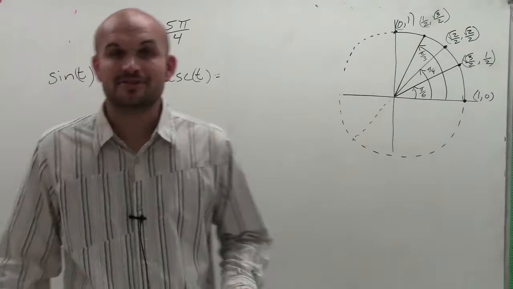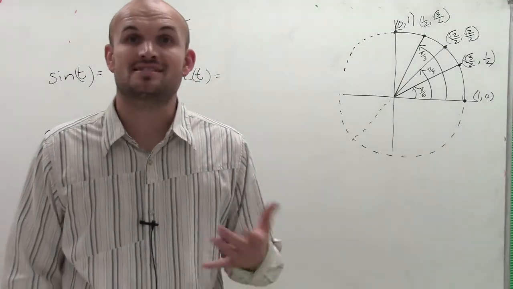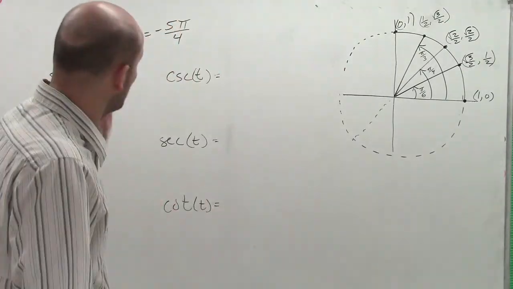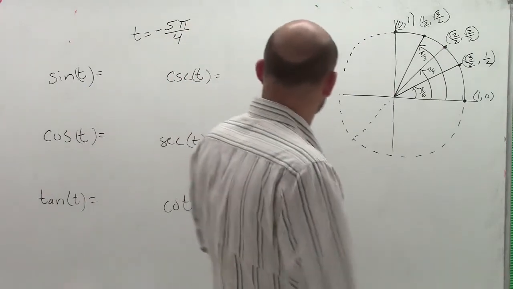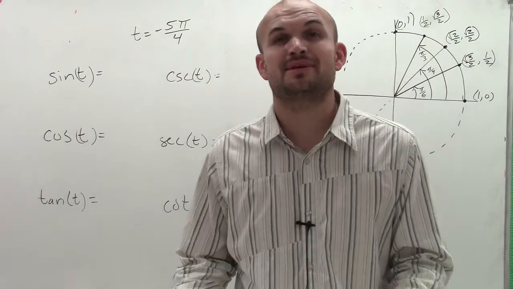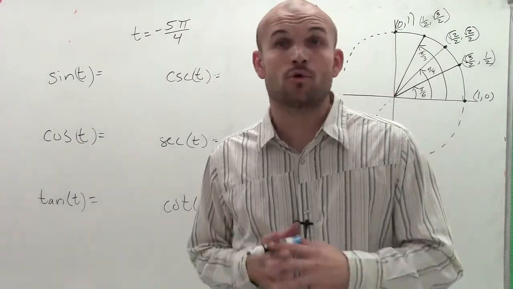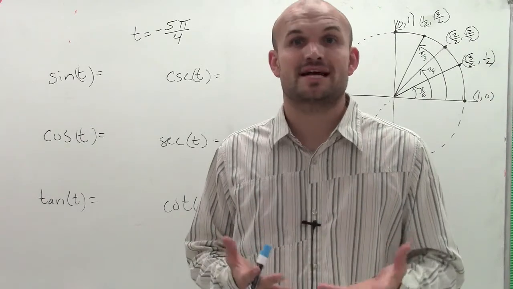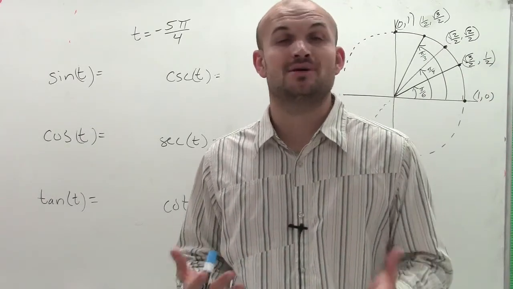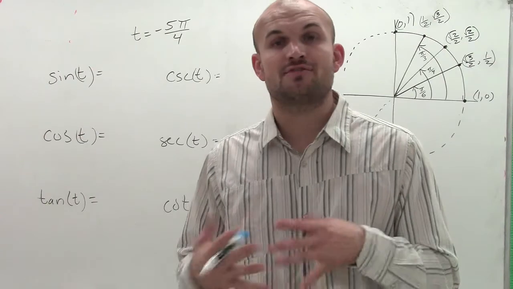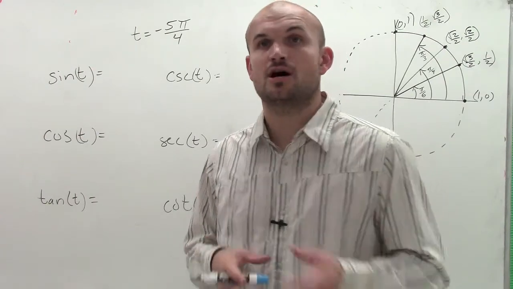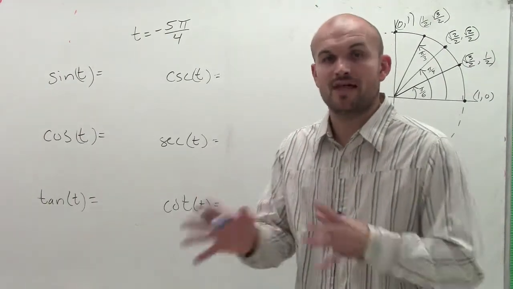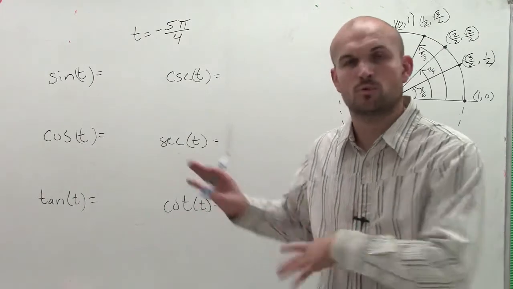Okay, so what I want to do is show you how to evaluate our 6 trigonometric functions when we're given an angle like t equals negative 5 pi over 4. The first thing we need to do is determine what our coordinate point is at t equals negative 5 pi over 4, because once we know our coordinate point, all we have to do to evaluate the 6 trigonometric functions is evaluate them using that coordinate point.